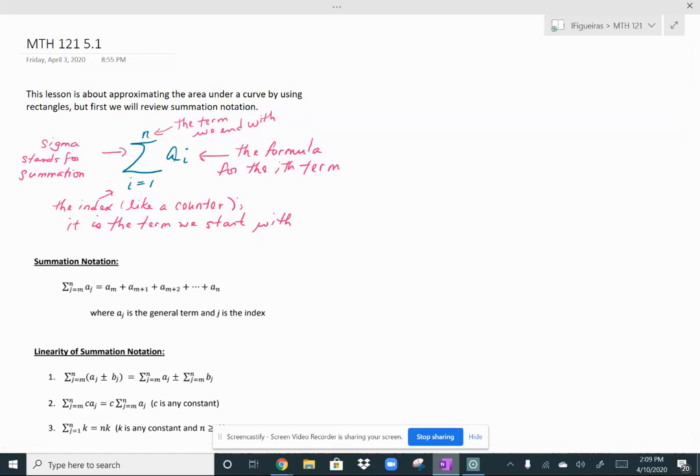Hi, this lesson is about approximating the area under a curve. We're going to use rectangles in order to approximate it. But before we do that, we need to review summation notation.